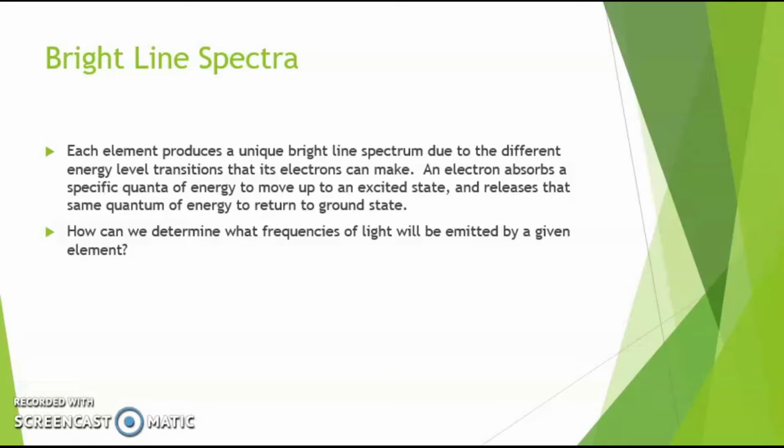So you'll remember from chemistry that in order to go to an excited state, the electron has to absorb a certain amount of energy. And when it releases that energy, it falls back down to the ground state, or at least to a lower energy level. Sometimes an excited electron can undergo multiple different drops as it goes back down toward the ground state. What we're going to do here is look at determining what frequencies of light we're going to get from a specific element. So knowing what those energy levels are, we can actually predict what the emission spectrum will be for that element.